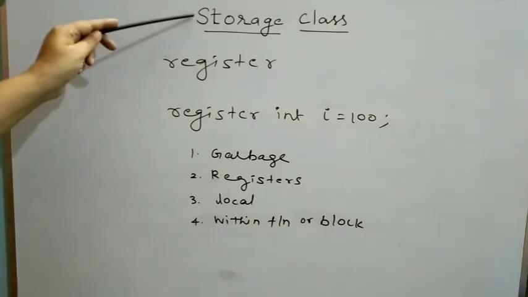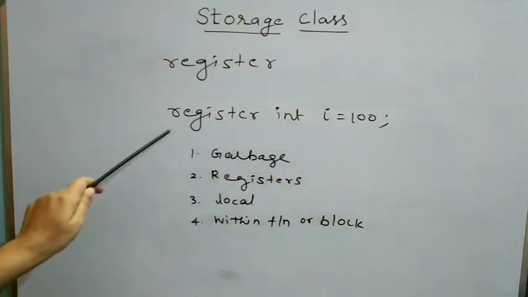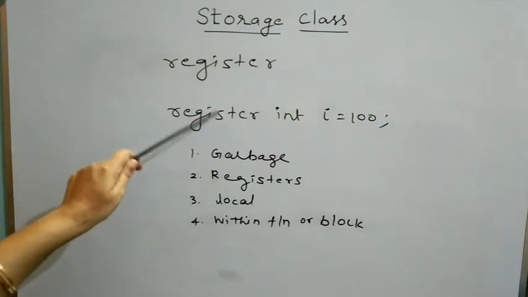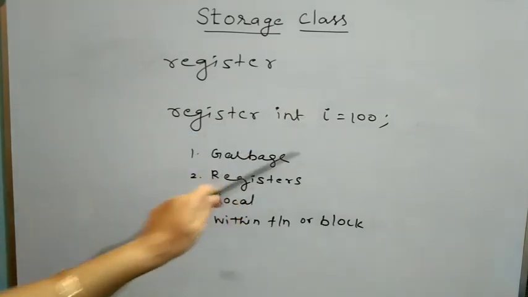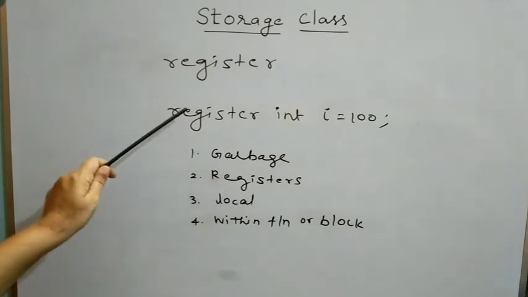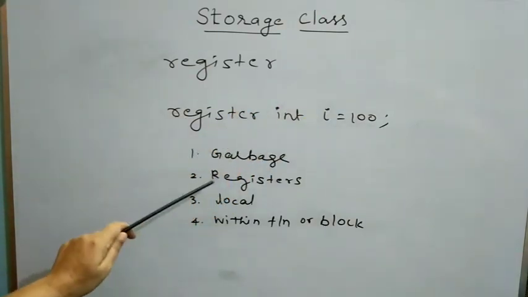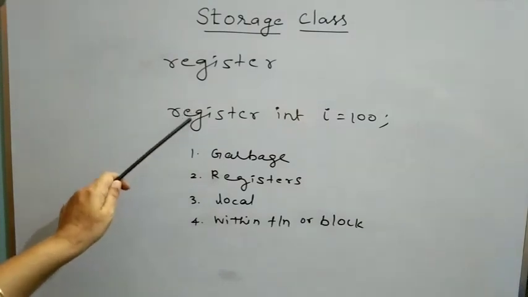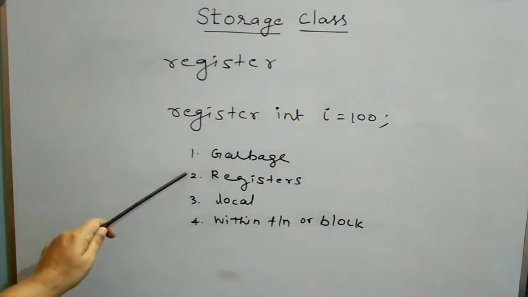So the next access specifier is register. When I define and declare a variable, it can be attached with this access specifier register. When I attach the access specifier register, the value of the variable is stored in a register instead of memory. If you want to access the variable faster, then we attach this access specifier register, in which case the value of the variable will be stored in a register, for faster access.